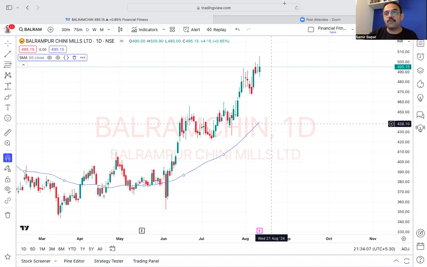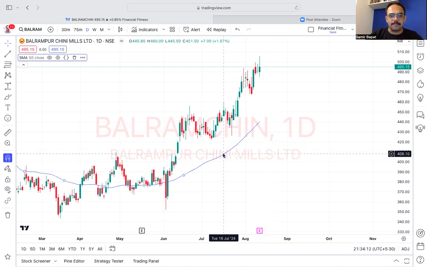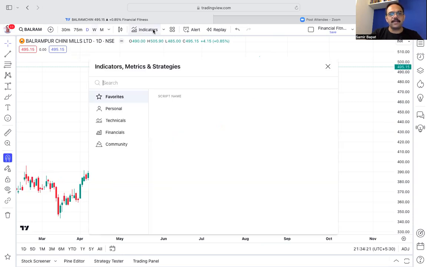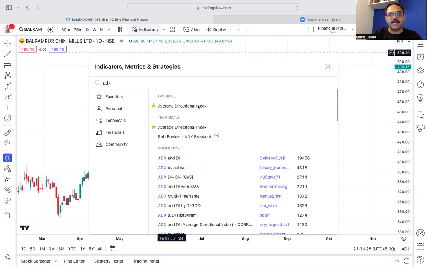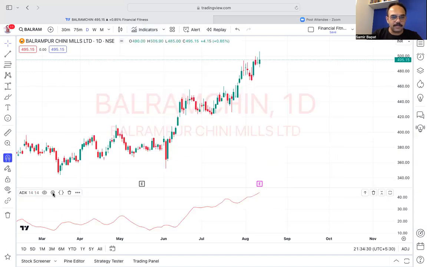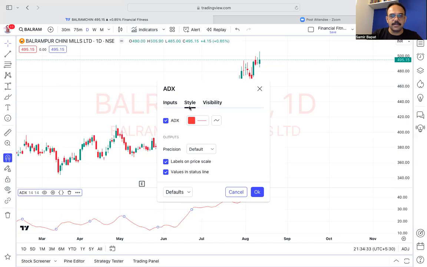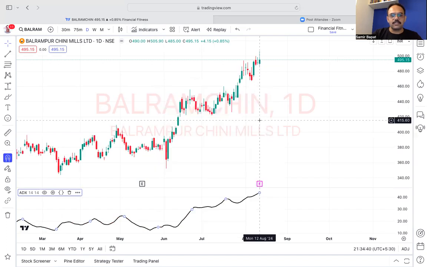Why I took almost 4 minutes to explain this is, now you have to pay attention towards the ADX. ADX is a little different. Let me bring ADX here. This is the average directional index. I'll just make it ready so that it is clearly visible. Let me make it dark black. Okay, now this is ADX.